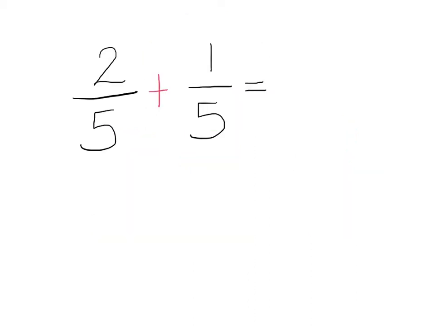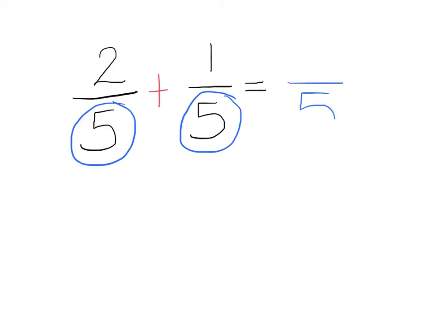Let's look at another problem. Here I have 2/5 plus 1/5 equals. I notice that my denominators are the same. That means that I'm going to bring that denominator over, and that will stay the same. Nothing is going to change, and I am not going to add my denominators. I am going to add my numerators. So I have 2 plus 1 equals 3. So my sum is 3/5.